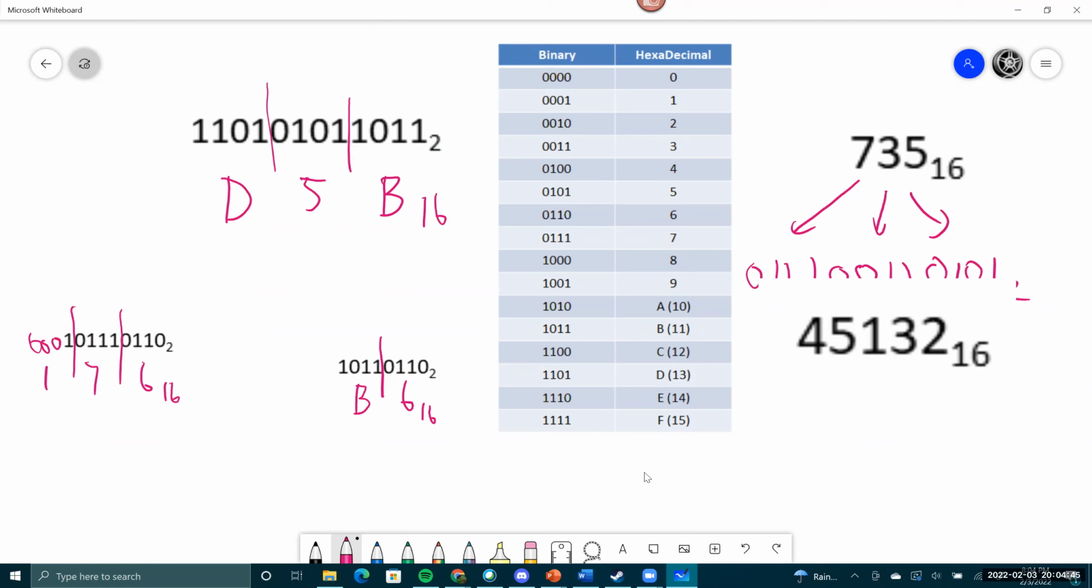Okay, so let's do this together. So 2 would be 0010. 3 would be 0011. 1 is 0001. 5 is 0101. And 4 is 0100. So put it together. That's one very big binary number. Okay. All right. Does anyone have any questions on this?